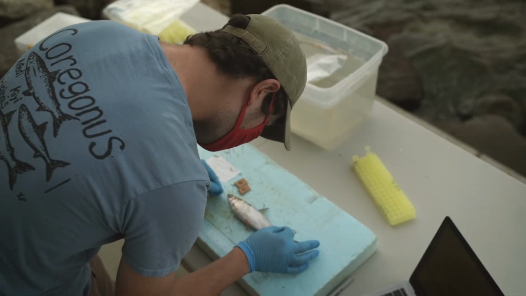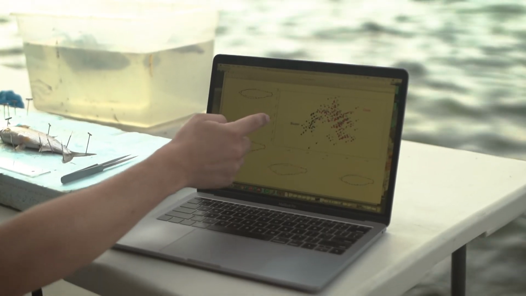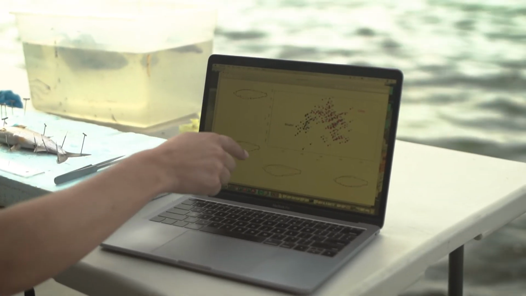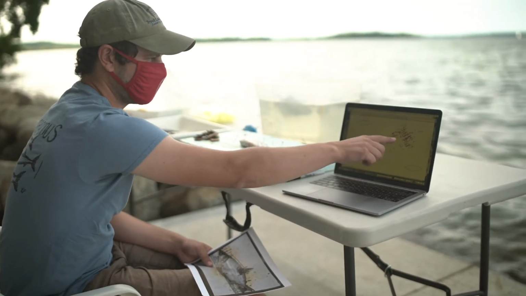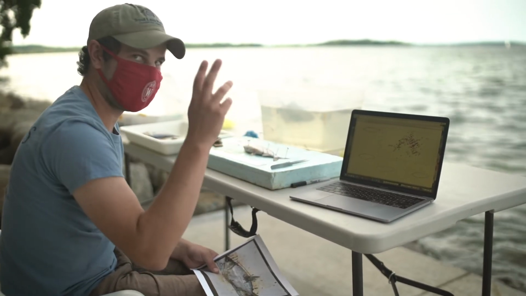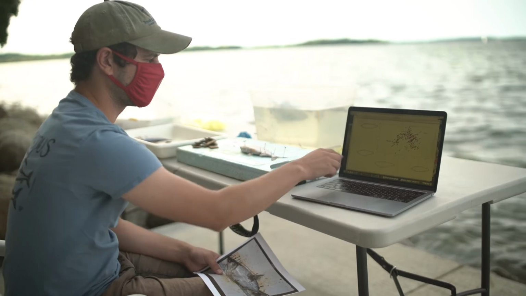Our hope is that when we run our analyses, we can see sort of clusters of shapes, different clusters of fish that look similar, and then we can compare: do their isotope signatures also cluster? These very similar looking fish, are they also eating very similar foods?